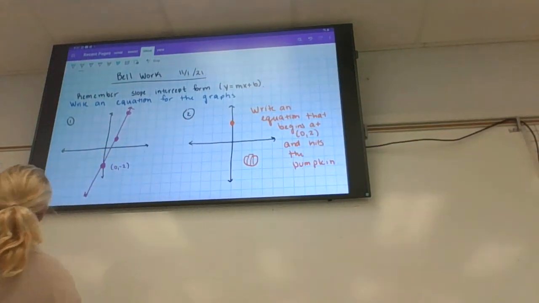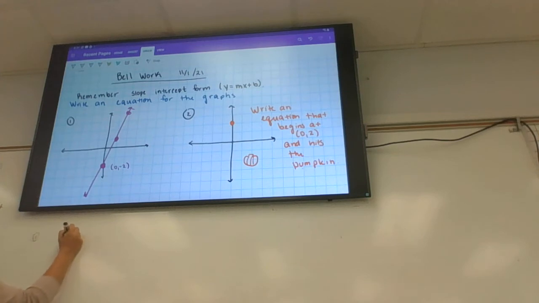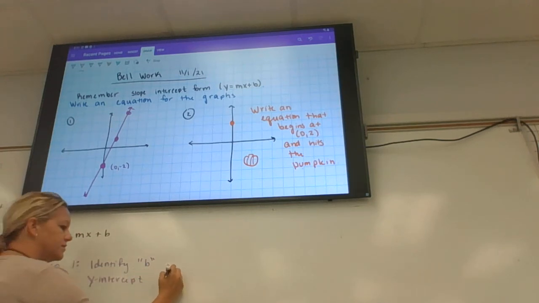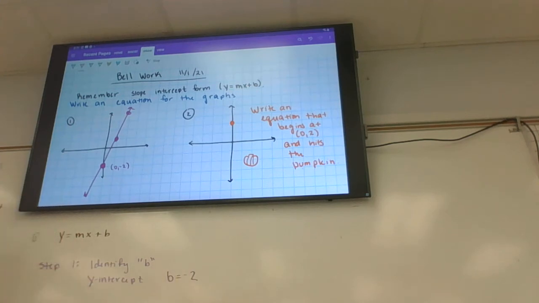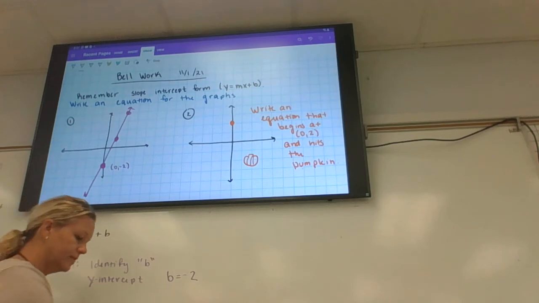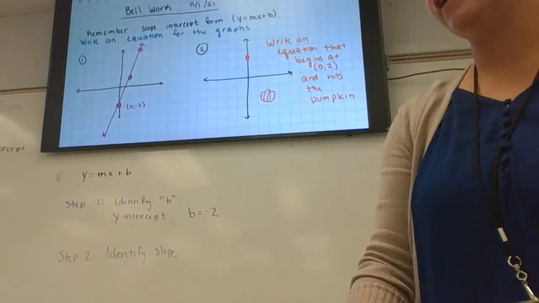So start with y equals mx plus b, and then maybe if you want to think about this in steps, step one would be to identify the b value, which is the y-intercept. So what's the b value in number one? -2. So I'll say b equals -2. And then step two would be identify slope, because slope is the m value.